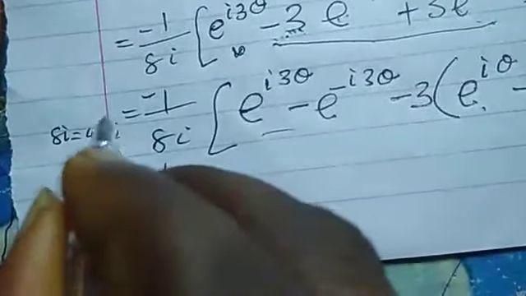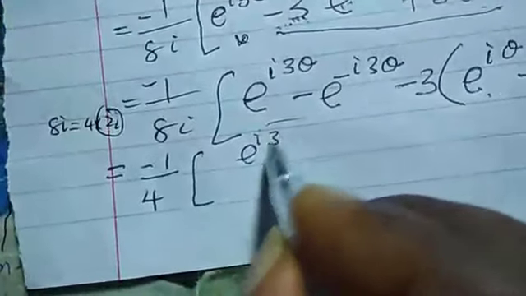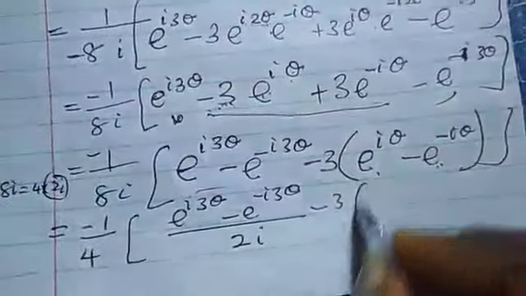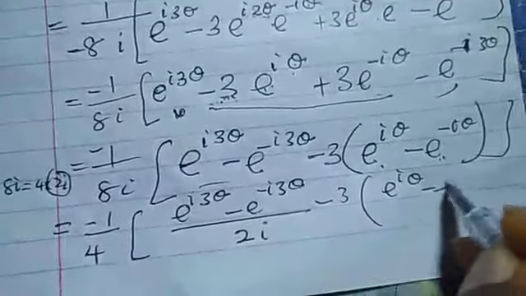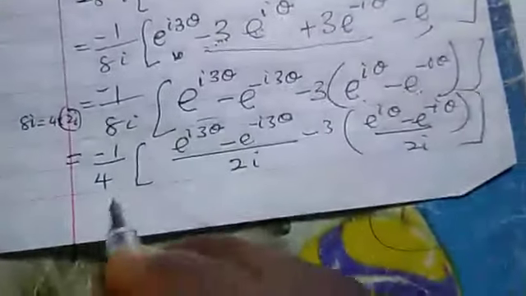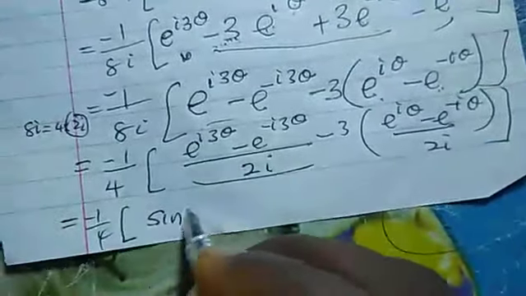4, 8i means 4 times 2i. I want to bring the 2i inside, so that this one will become exponential i3θ minus exponential minus i3θ divided by 2i, so that it will look like this: minus 3 into exponential iθ minus this over 2i. So this is 1 over 4 into, this one is just representing sine 3θ.